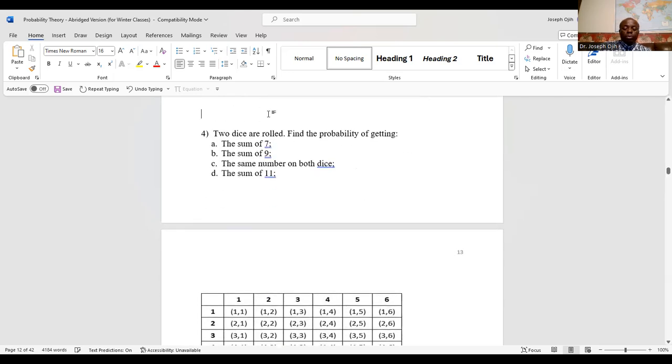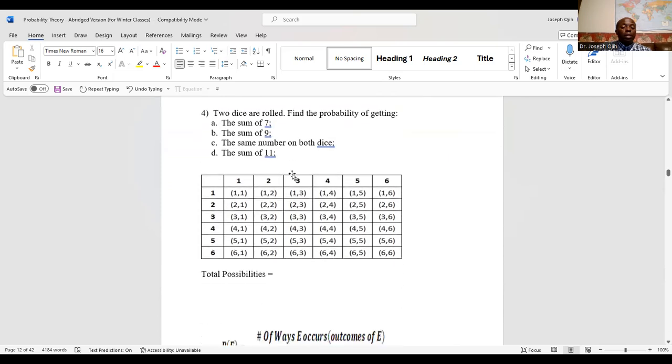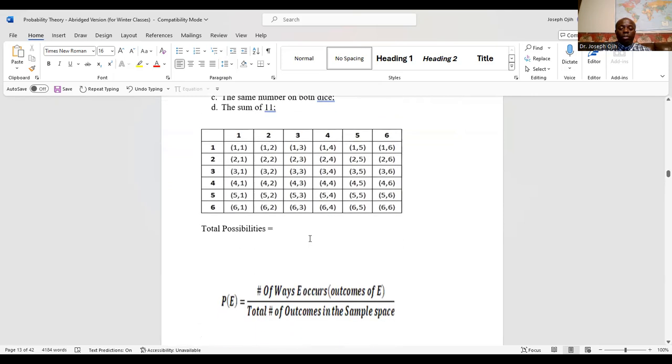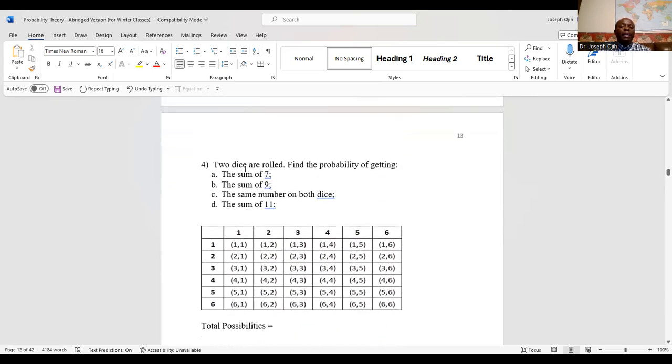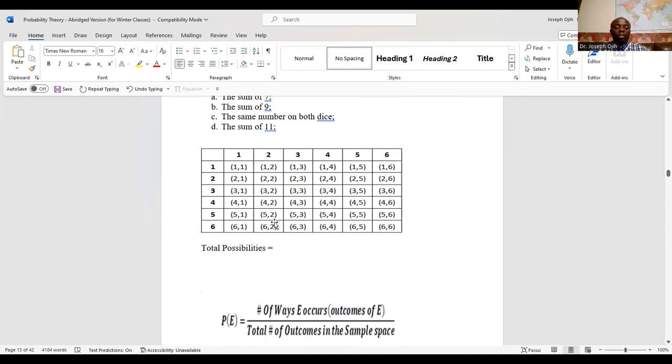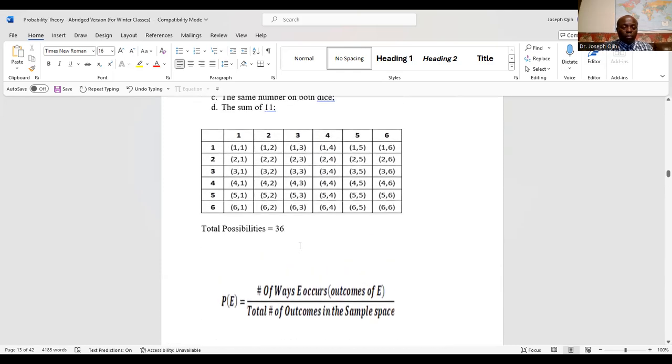Now let's do the last example we do tonight before we round up, and the classwork question for this week. It says 2 dice are rolled. Find the probability of getting A, the sum of 7, B, the sum of 9, C, the same number on both dice. I have shown you how we get this chart a few minutes ago. The total possibility, if you count all of them, is 36 possibilities. With this, we can now answer the questions.